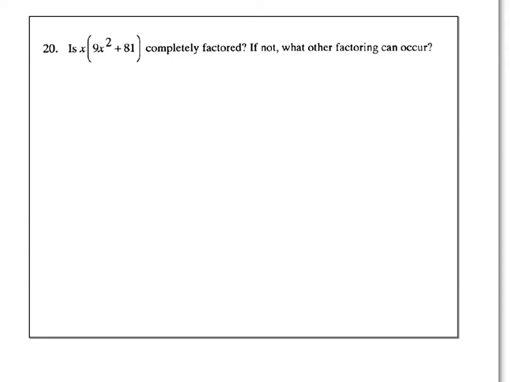Number 20 is another, is it completely factored? And if not, what other factoring can occur? So they took out an x, and now the question is, can it be factored any other way? Well, I see 9 and 81, and I know that 9 and 81 are both divisible by 9. So they should have taken out not just an x, but a 9x. So 9x squared divided by 9, because they already took out the x, so that's x squared. 81 divided by 9 is 9.